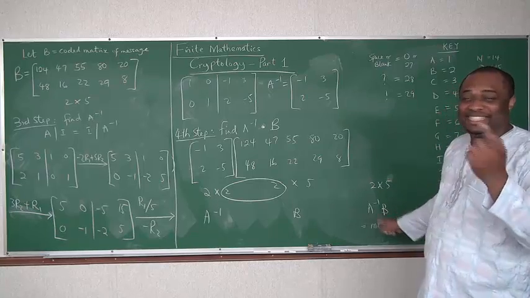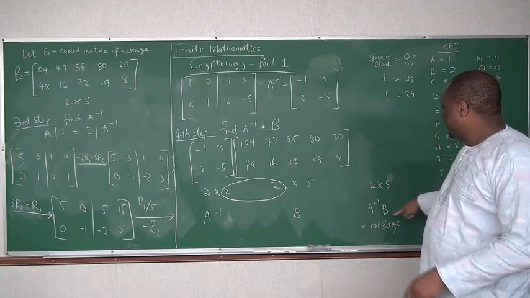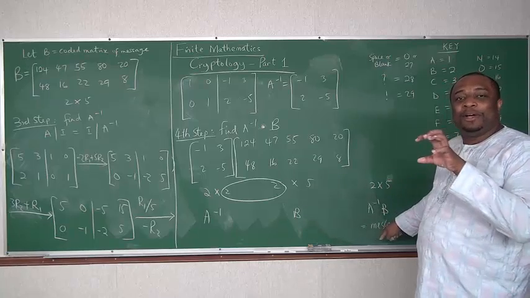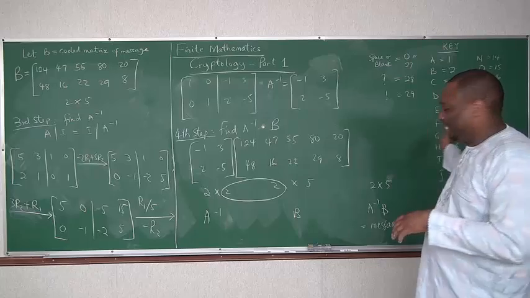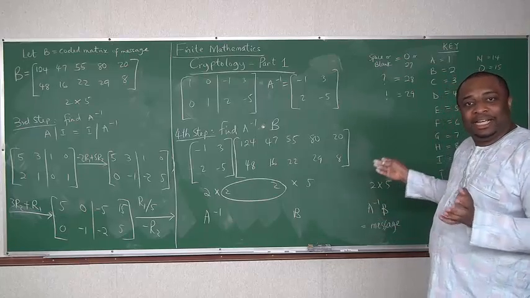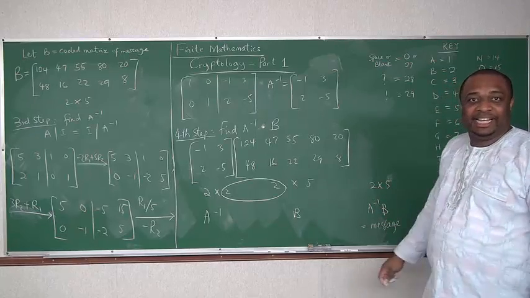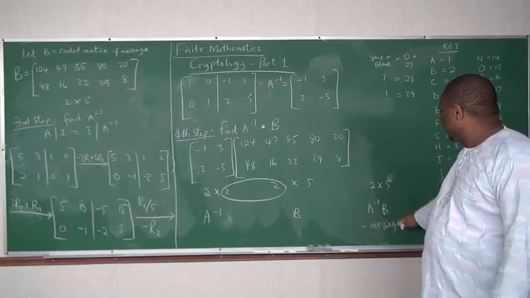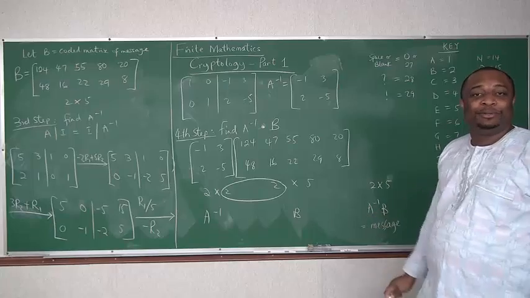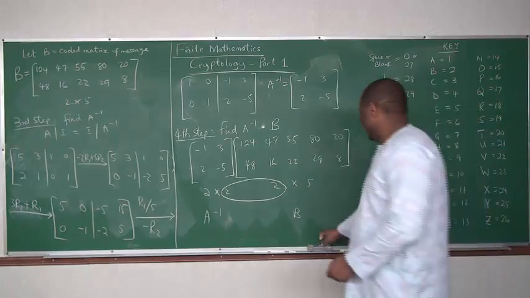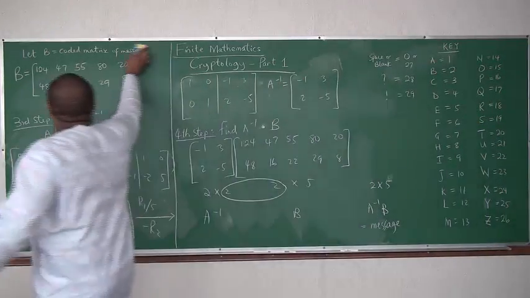It's the message when you now find the message combined with the key. You know, the message used with the key is the message when you have now used the key to decode it. So let's go ahead and multiply that.